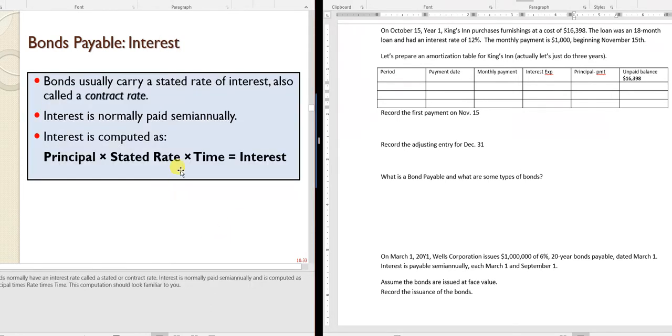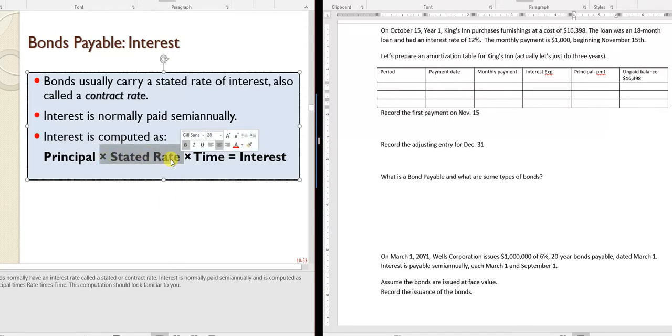Okay, they actually print an interest rate called the contract rate of the bond, and interest is usually paid twice a year, and the amount that they pay is the principal times that stated rate. So in this case it'd be $1,000, but we generally make the journal entry for the entire bond issue at once, not for each $1,000 bond, times the time. Generally the time is semi-annually, so this would be 6/12, unless you have December 31st falling in there.